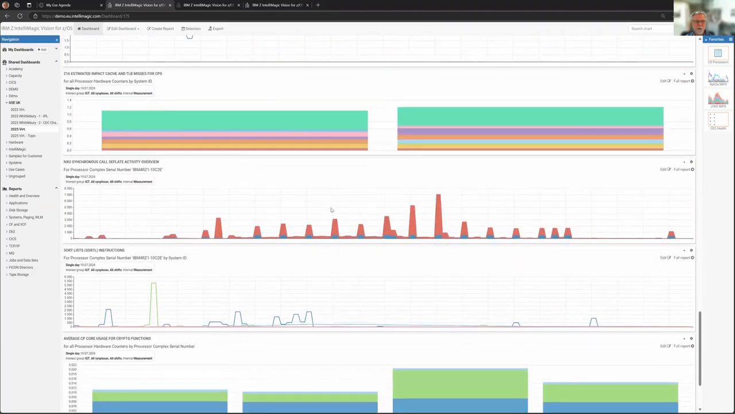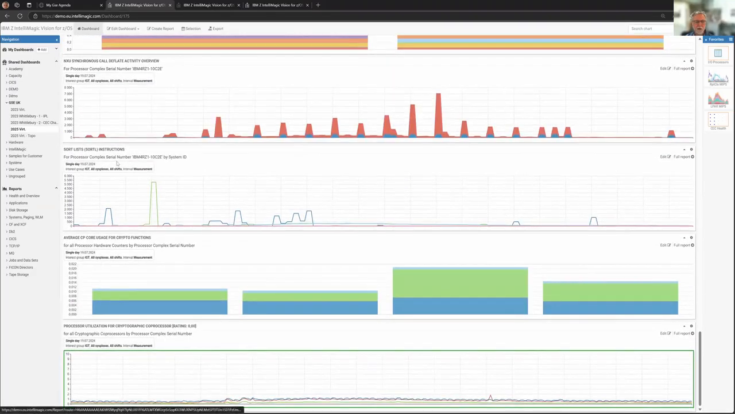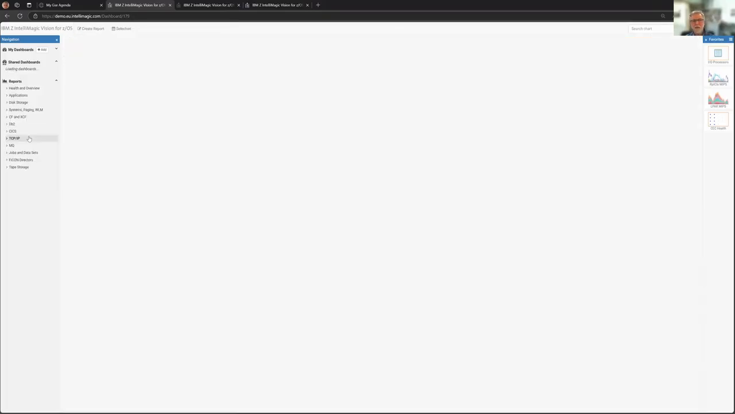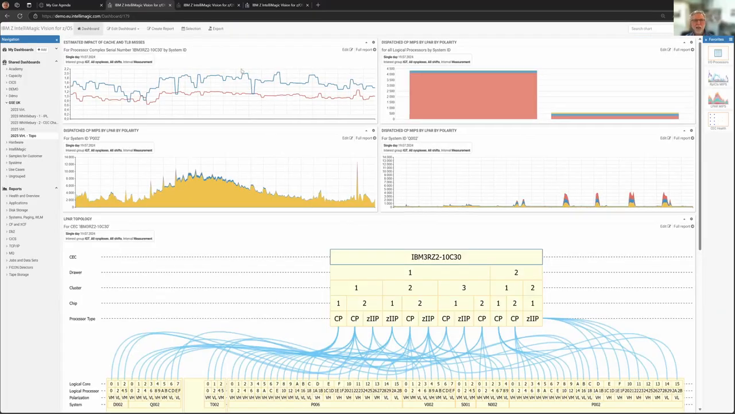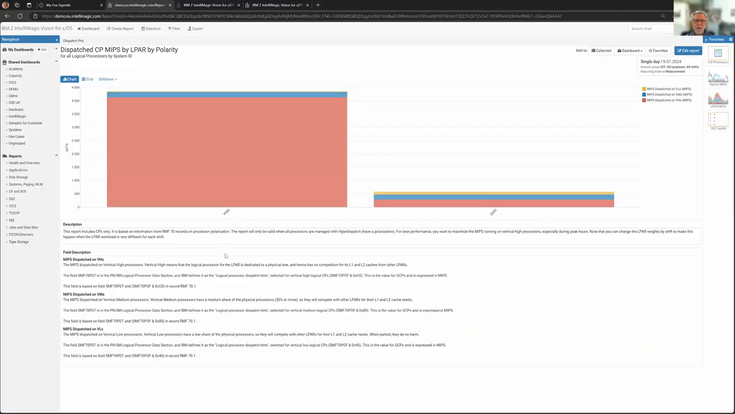Engine dispatches. Actually, let me look at something slightly different. We were looking at the estimated impact of the cache and the TLB misses, and we were talking about the P002 LPAR and the Q002 LPAR. And what we were saying was, well, let me do a full report here.